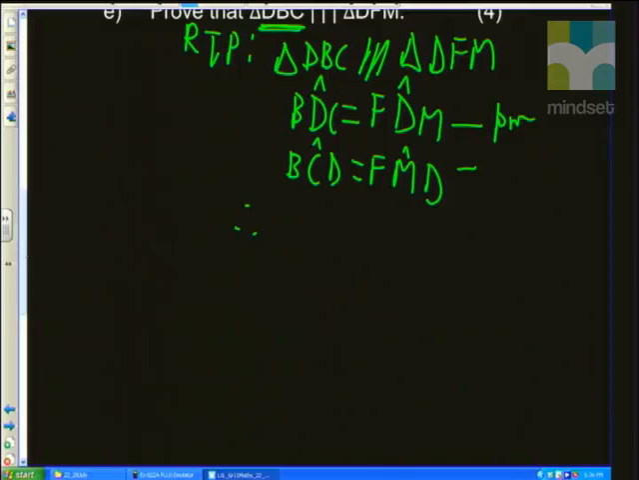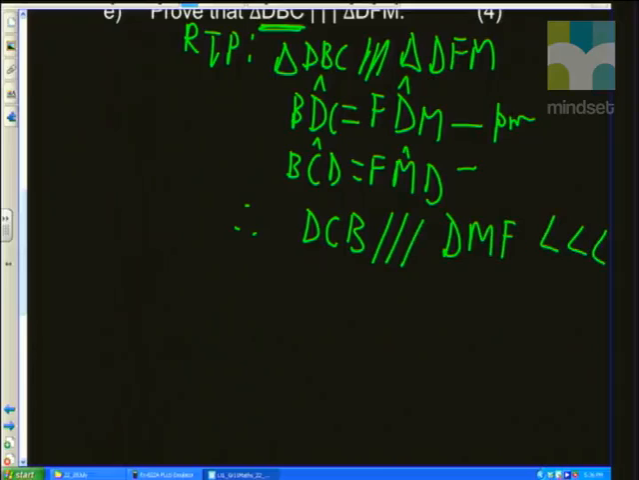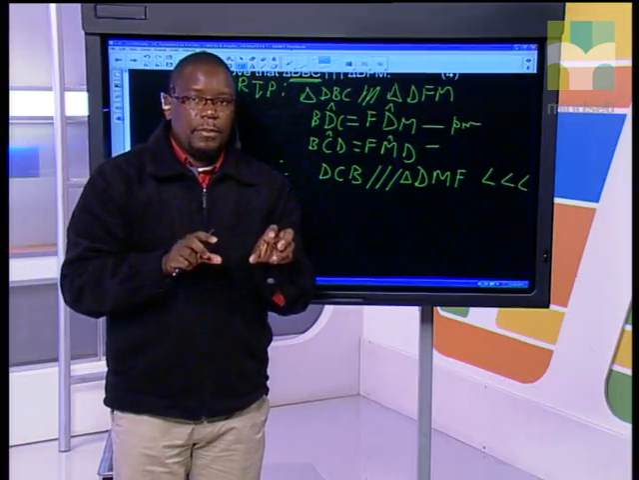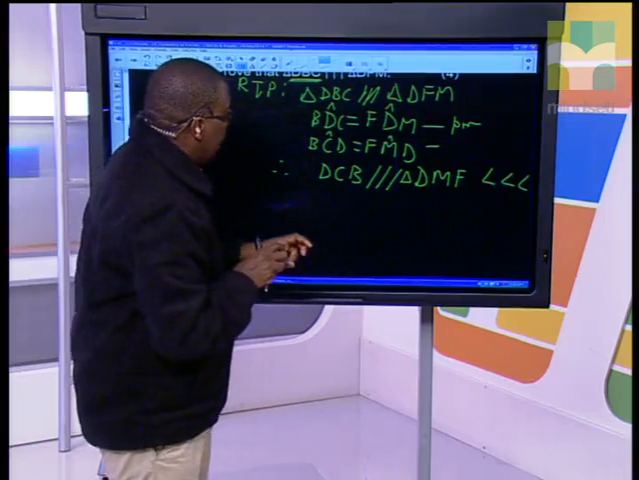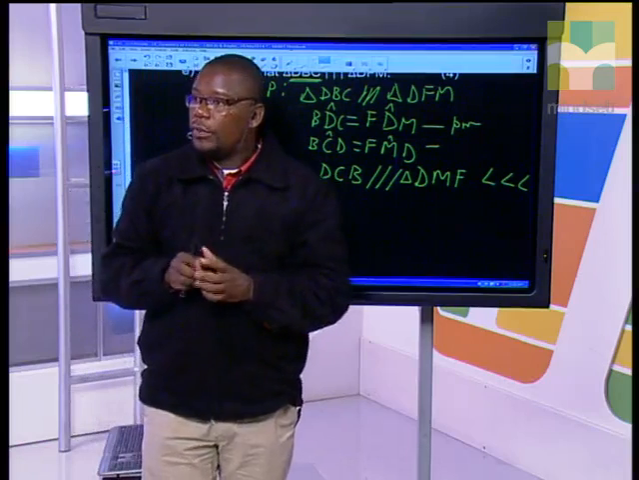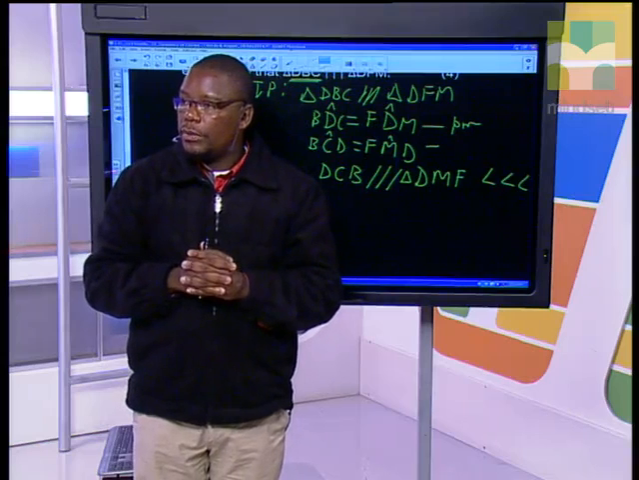So therefore, you've got your DCB will be similar to triangle DMF, angle, angle, angle. So these two triangles are similar. The last angles will be the same, and we conclude that this is angle, angle, angle. Okay, I think we can just go for a break and we continue these questions.